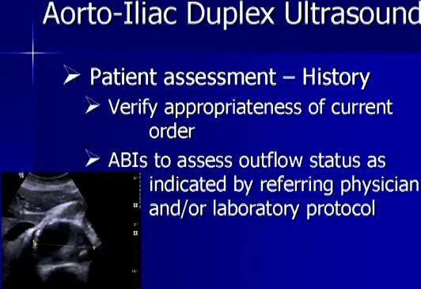If it is part of your laboratory protocol, finally, in your assessment of the patient and their history, a very brief measurement of the ankle brachial indices may be in order, as this will assure you the status of the outflow system in this particular patient, and it may in fact have been ordered by the referring physician in any case, but it is worthwhile looking at those ankle brachial indices during the course of the examination.